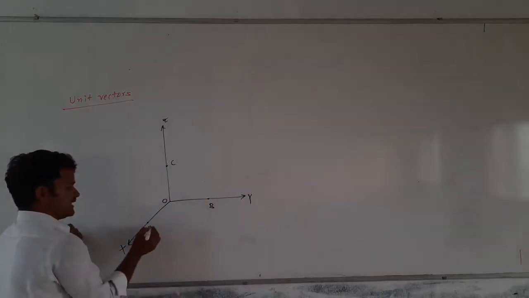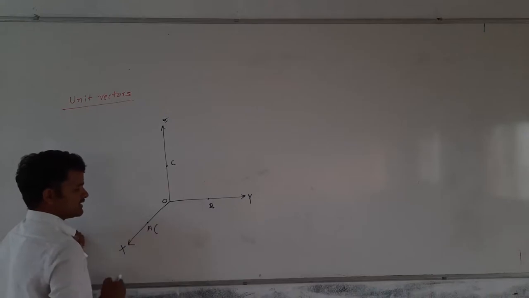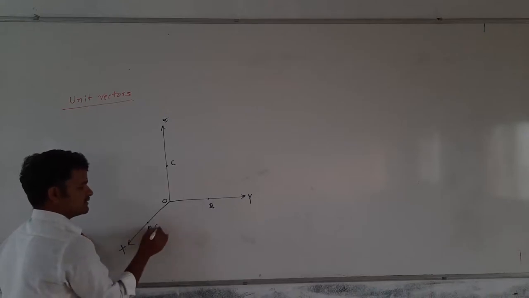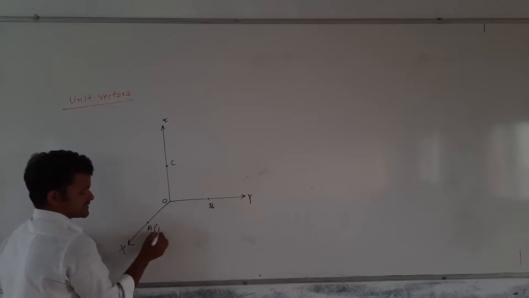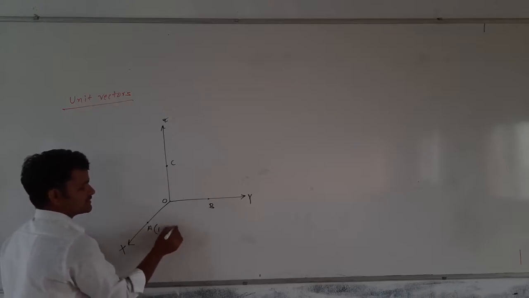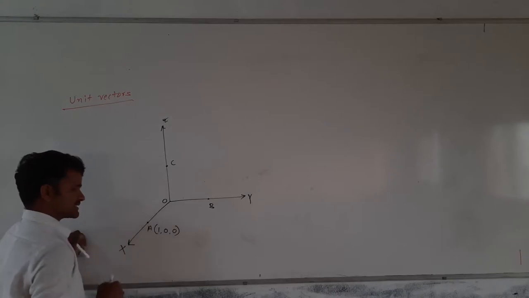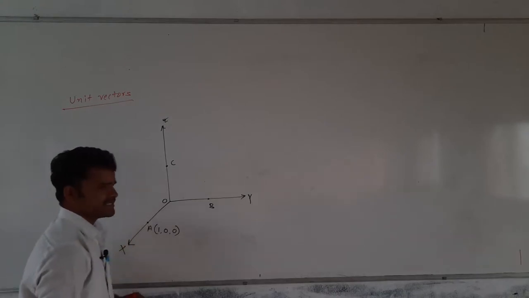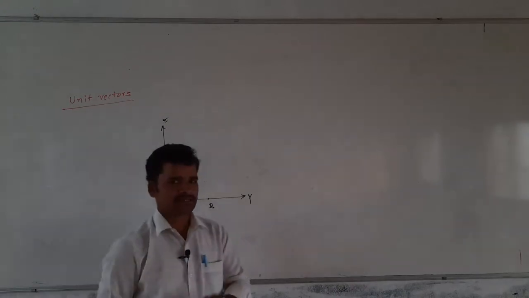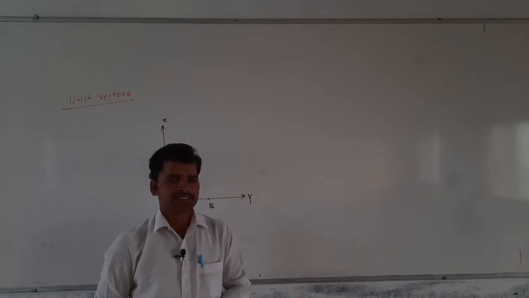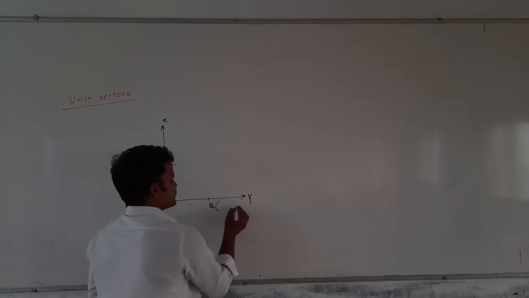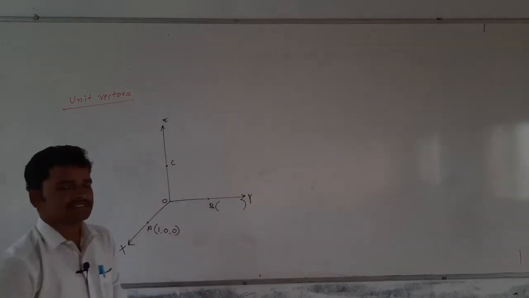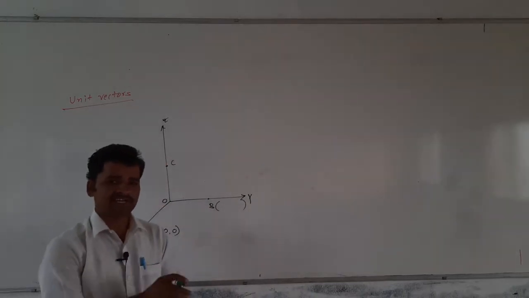Okay, fine. If it is 1, how will you write the magnitude? It is along the x axis, 1. On the y axis and z axis we didn't move, so the coordinates will be 1, 0, 0. Points on the x axis will have only x coordinates; the y and z coordinates will be 0.